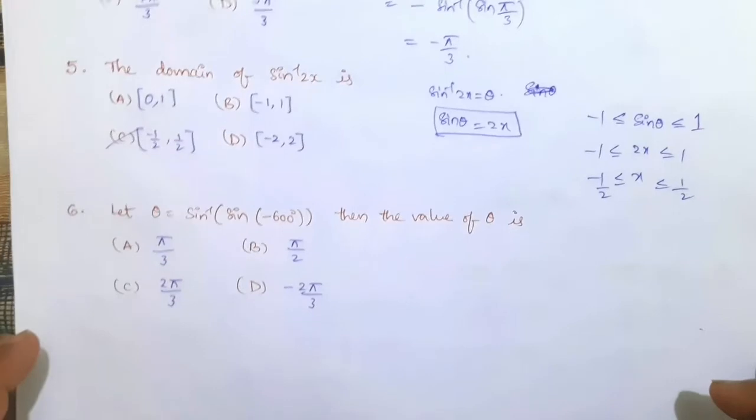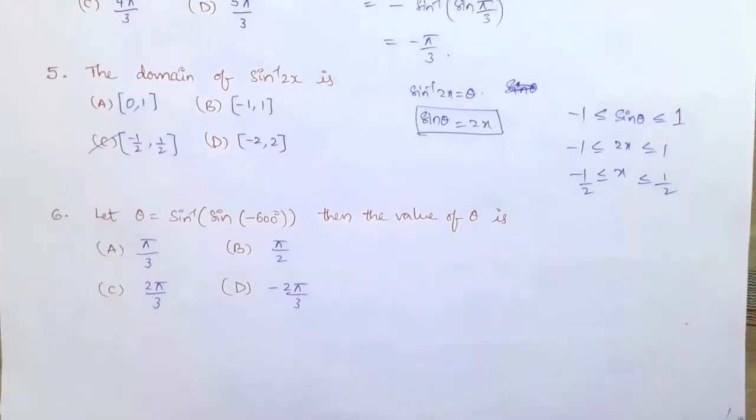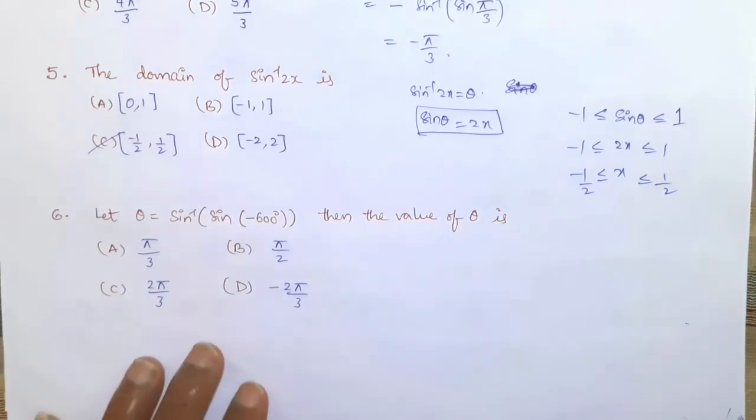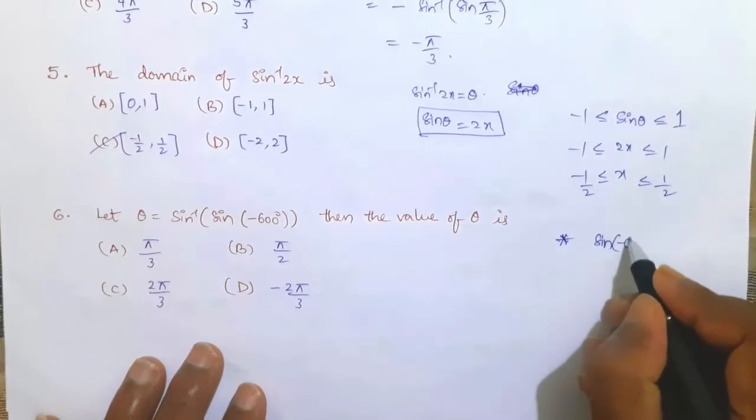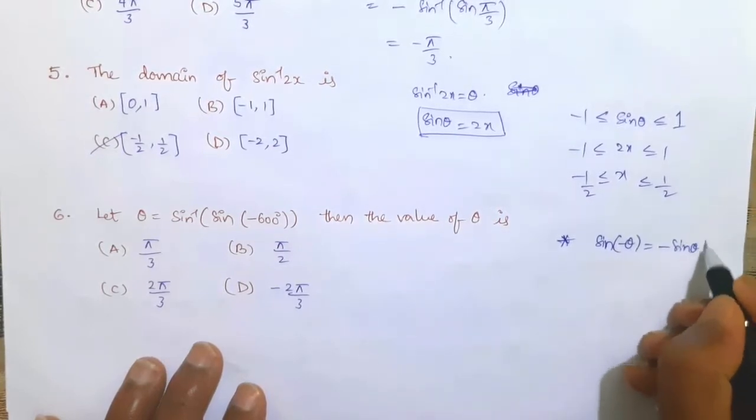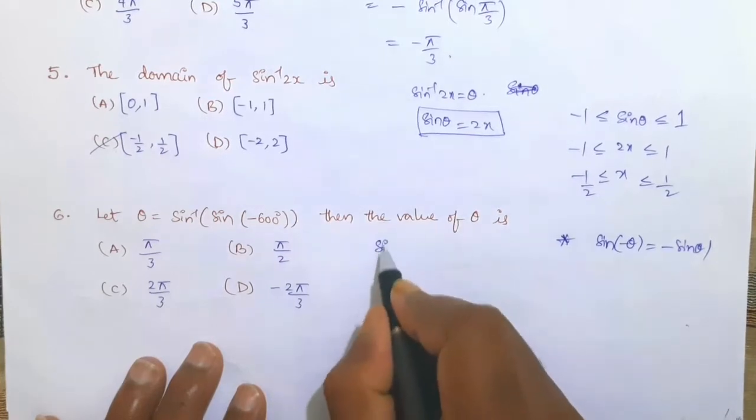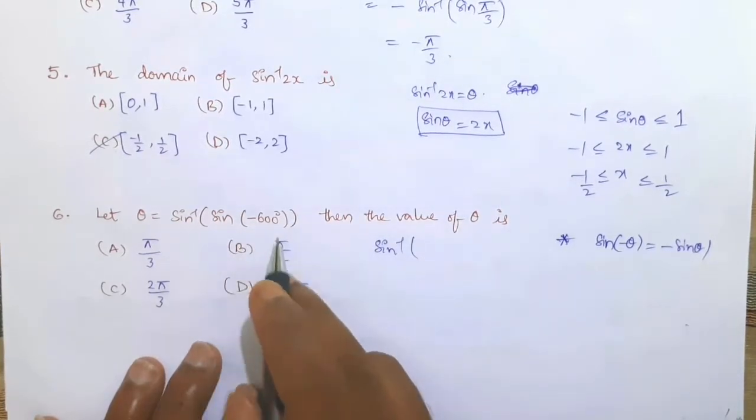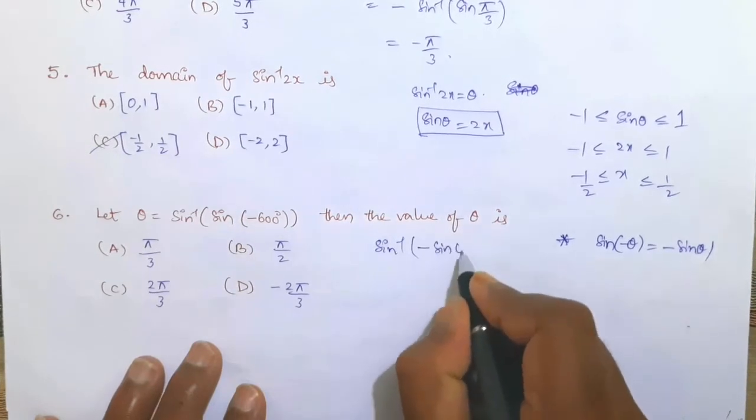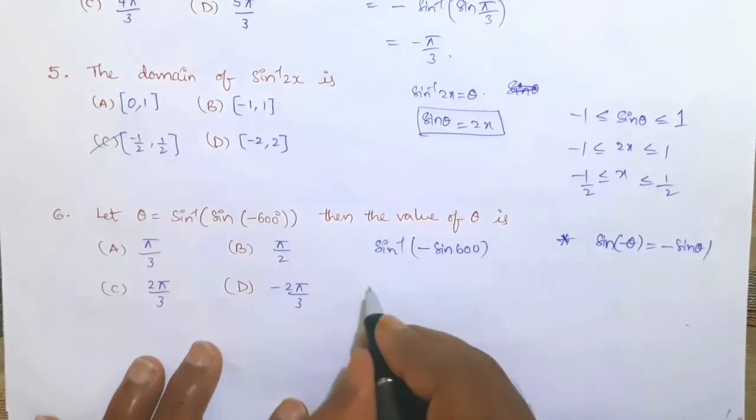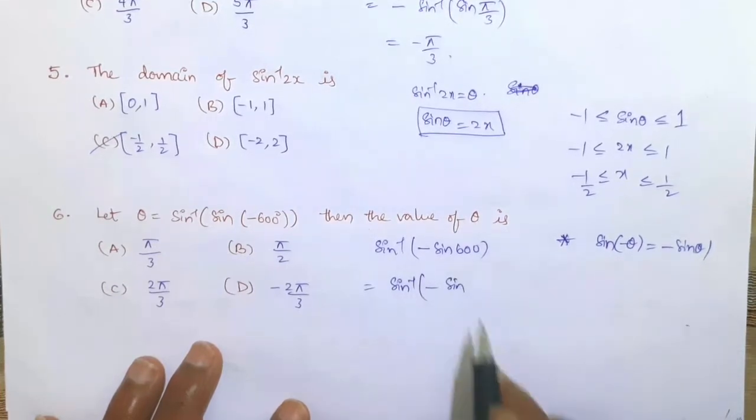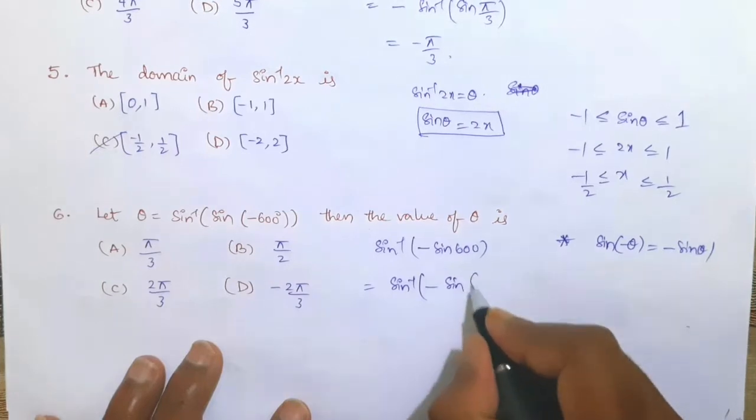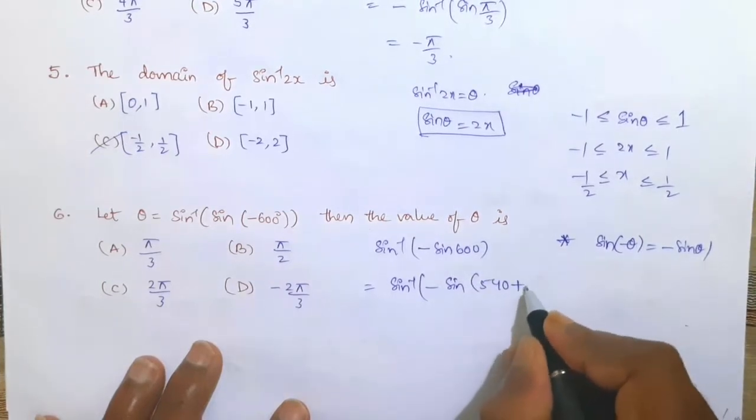Next, let theta is equal to sin inverse of sin of minus 600 degrees. Then the value of theta is, okay, see here we will use again some properties like sin of minus theta, which is nothing but minus sin theta, right? So sin inverse of sin of minus theta becomes minus sin theta. So minus sin 600 degrees. So it will become sin inverse of minus sin 600. How can we write 600? We can write it as 540 plus 60, right?